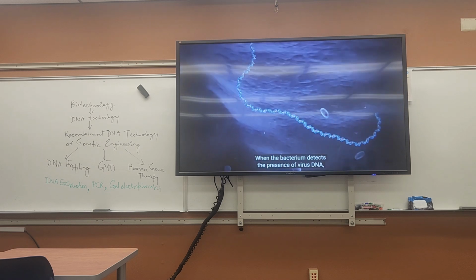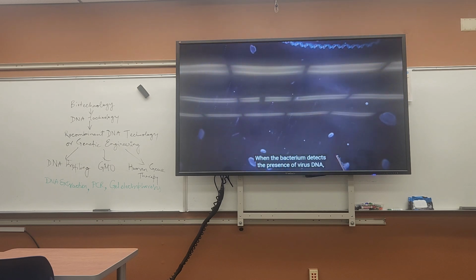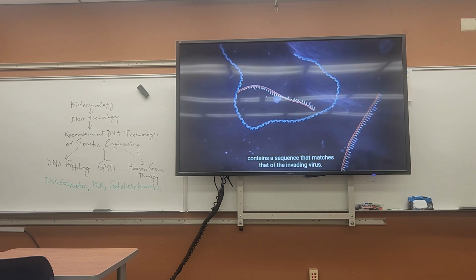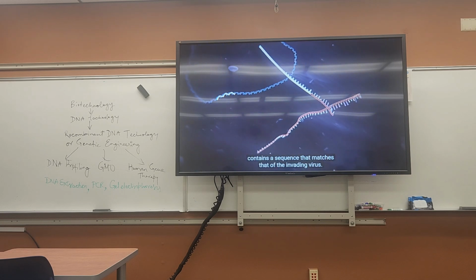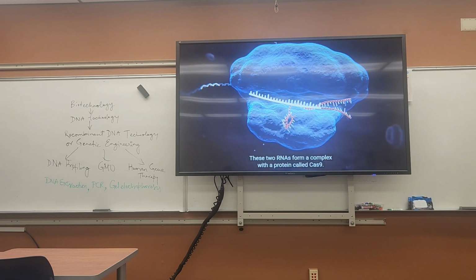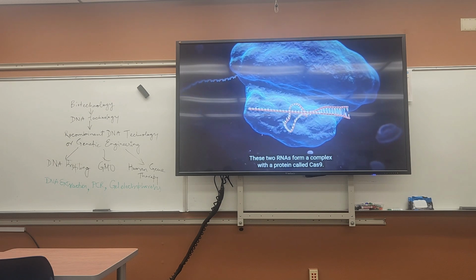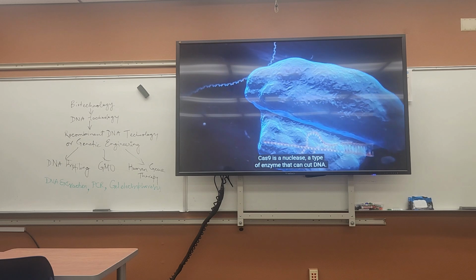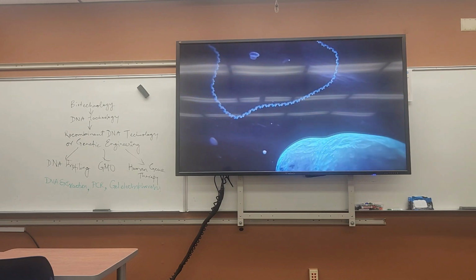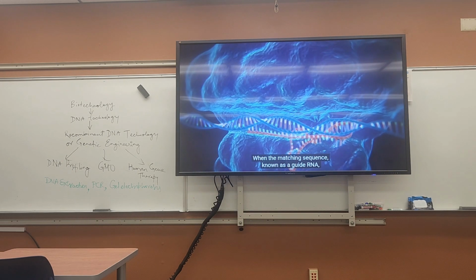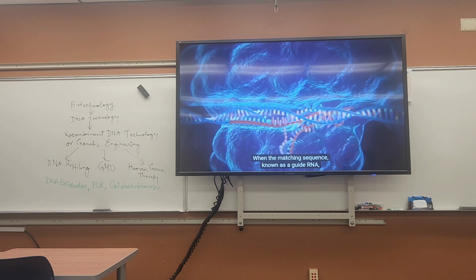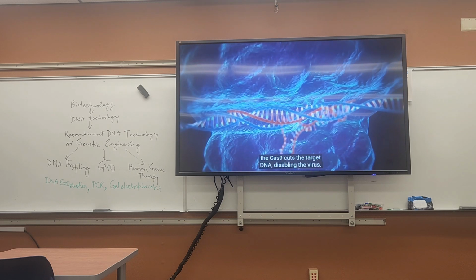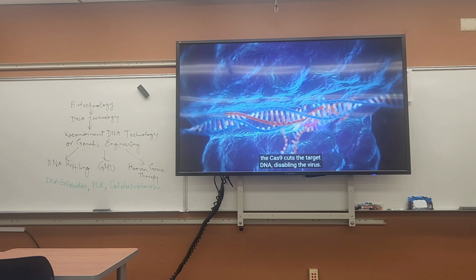When the bacterium detects the presence of virus DNA, it produces 2 types of short RNA, one of which contains a sequence that matches that of the invading virus. These 2 RNAs form a complex with a protein called Cas9. Cas9 is a nuclease, a type of enzyme that can cut DNA. When the matching sequence, known as a guide RNA, finds its target within the viral genome, the Cas9 cuts the target DNA, disabling the virus.